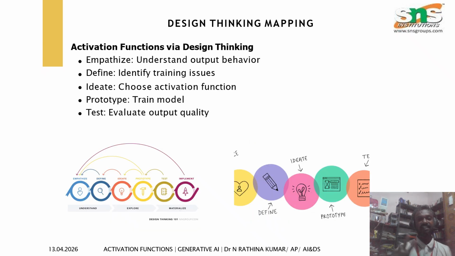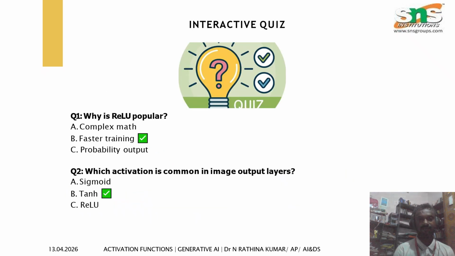This is a design thinking mapping: empathize, define, ideate, prototype, and test. Understand the output behavior. Identify the training issues. Then choose the activation function. Then prototype, we have to train the model. In the test, we have to evaluate the output quality. This is one simple quiz.